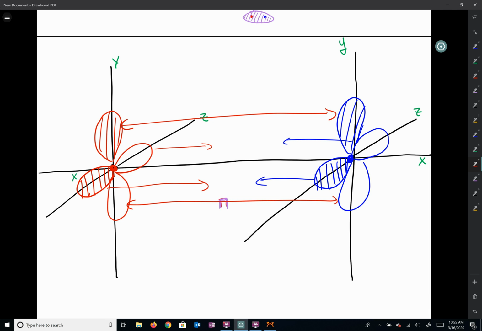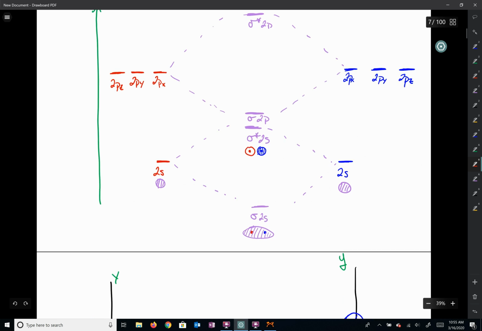And this is important. Just like on standard Cartesian coordinates, the x, y, and z axes are all 90 degrees from each other. The px, the py, and the pz are all 90 degrees from each other. So what I'm showing you is both the pz and the py orbitals here, these are all 90 degrees from each other. And these will make separate pi bonding combinations. Okay? So let's go up here.